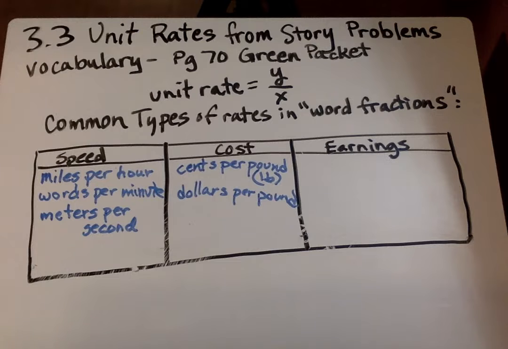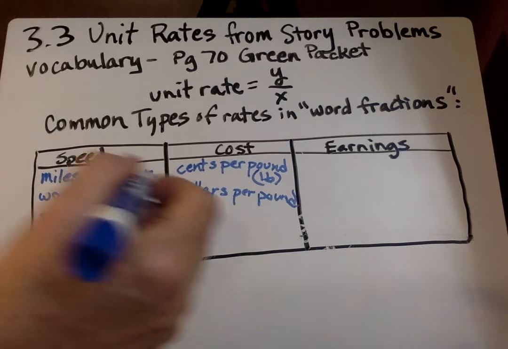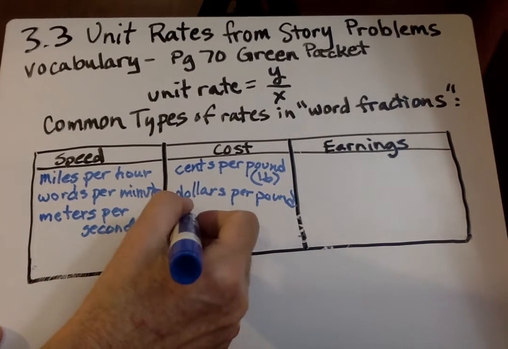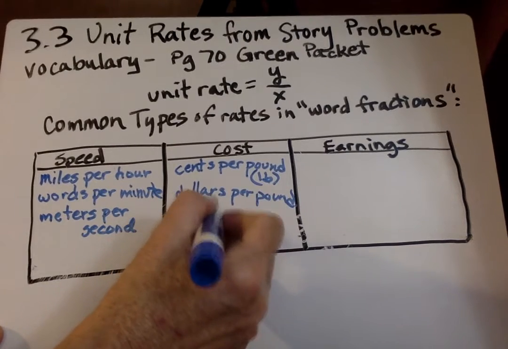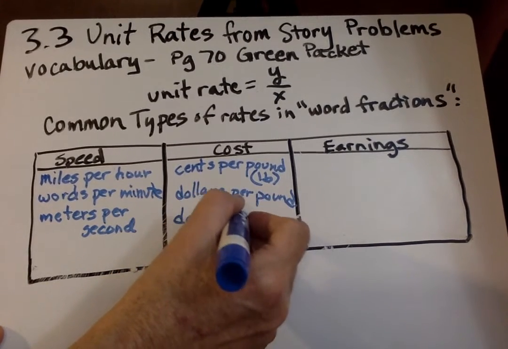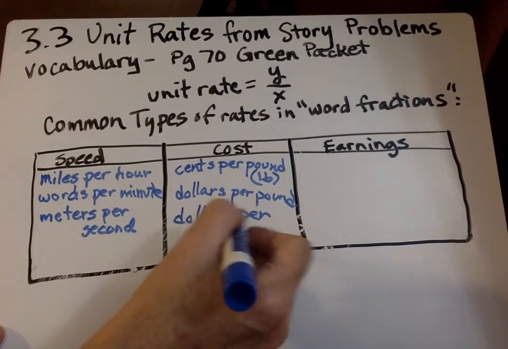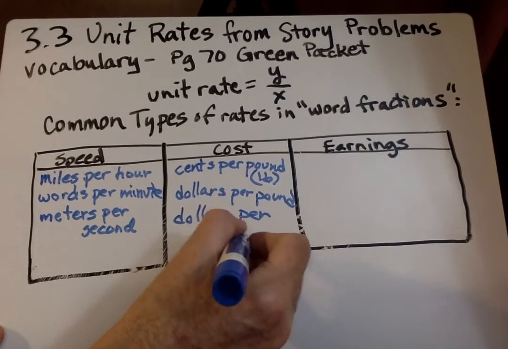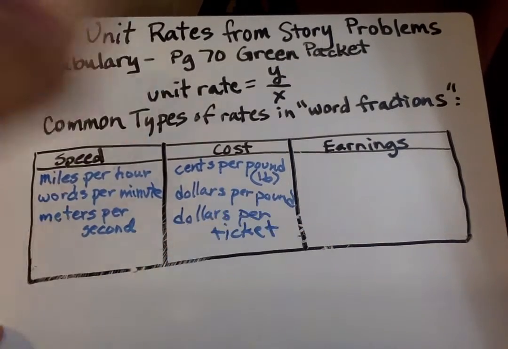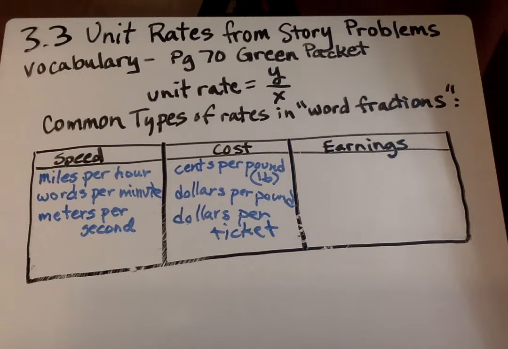The other thing could be, if you go to the movie, you're going to pay so many dollars per what? That's correct, dollars per ticket. And you can put something else that you can think of there.